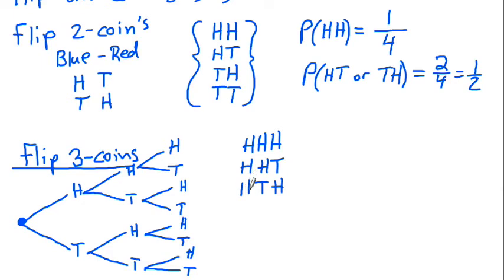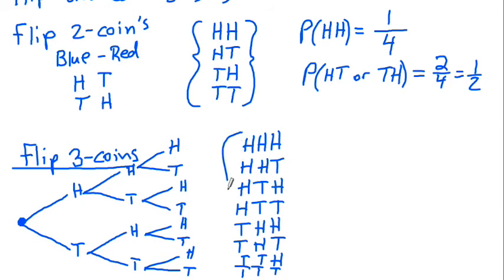HTH, and then TTH. Wait a minute, was that there? 1, 2, 3. Yeah, TTH. So this would be TTH, and then HHT, and THT, HTT, and then all three of them tails. So here's your outcomes, 8 of them.